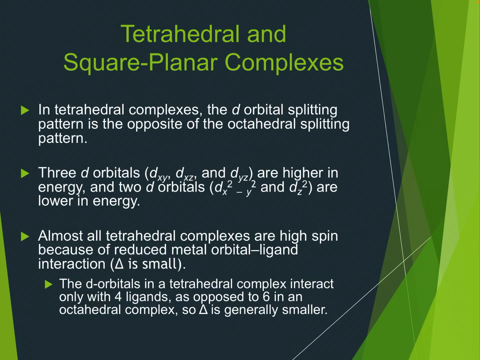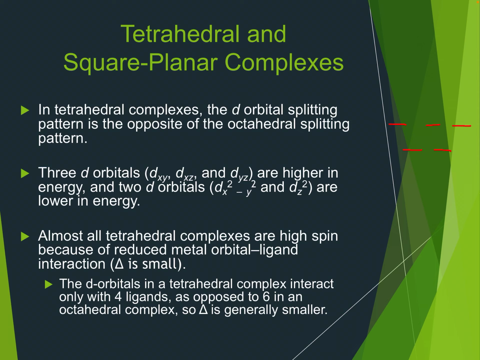All right, so we've been looking at octahedral complexes so far, but we can also look at tetrahedral and square-planar complexes. In a tetrahedral complex, the d-orbital splitting pattern is going to be exactly the opposite of the octahedral splitting pattern. So instead of 3 on the bottom and 2 on the top, now we're going to have 2 on the bottom and 3 on the top. So it's exactly the opposite. And the labels on the orbitals flip as well.